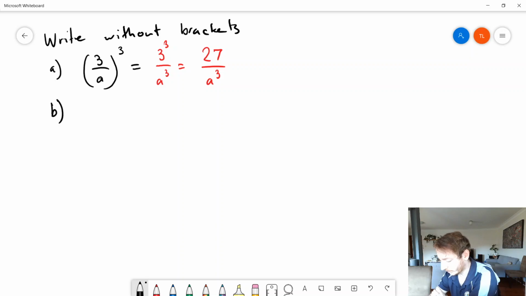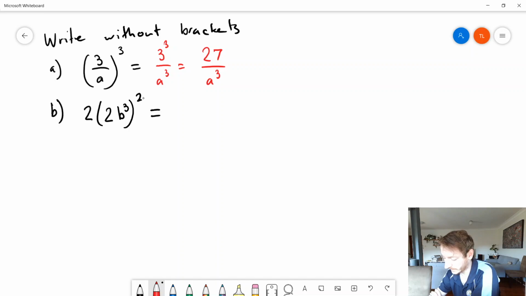Alright, right without brackets. Let's say I've got 2 times (2b cubed), and let's say that's squared. Well, this 2 is not inside the brackets, so I don't need to apply the squared to it. But the squared does apply to this 2 and to the b cubed. So the first 2 stays the same. The next 2 becomes 2 squared. And this b cubed, well, remember power of a power we multiply. So that's b to the 6.